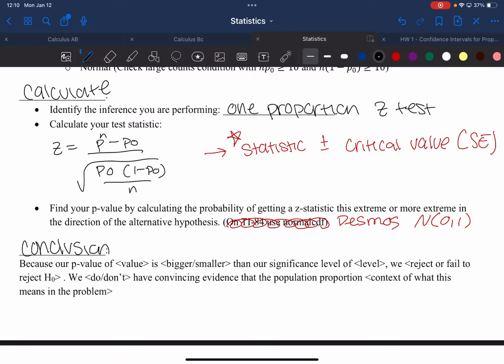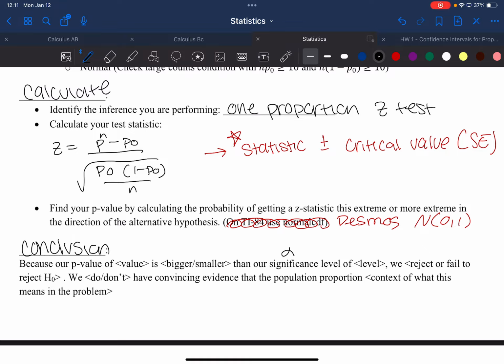Okay, so it says because our p-value of, you write what your p-value is, and then either if it's bigger or smaller, then our significance level of, and remember significance level is alpha, we either reject or fail to reject the null hypothesis, which means we either do or do not have convincing evidence for the alternative hypothesis.